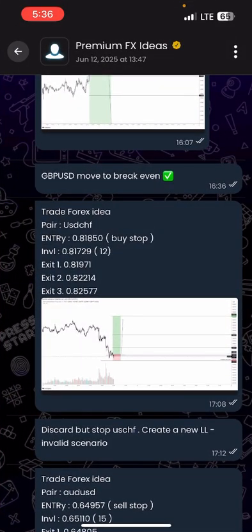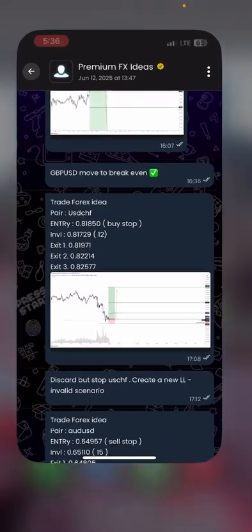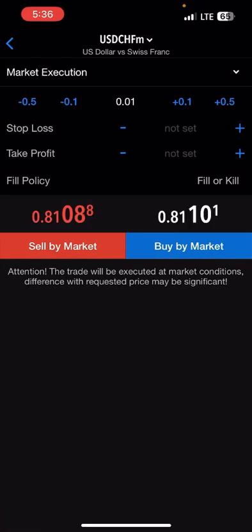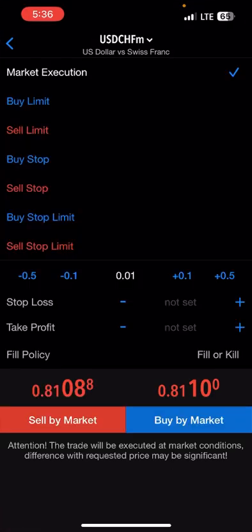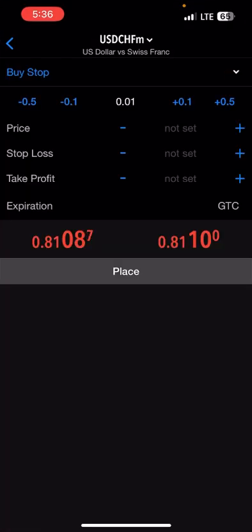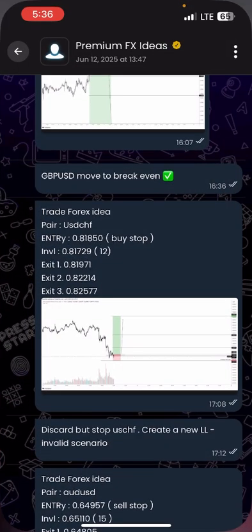So this is a buy stop. What do I do? I come here, I click on market execution, and I change it to buy stop. So literally that's it. If it's a sell stop, the same thing. If it was a buy limit, the same thing. If it was a sell limit, the same thing. You just change it to any pending order that you were given. All right, let's go back to the GIFO app.